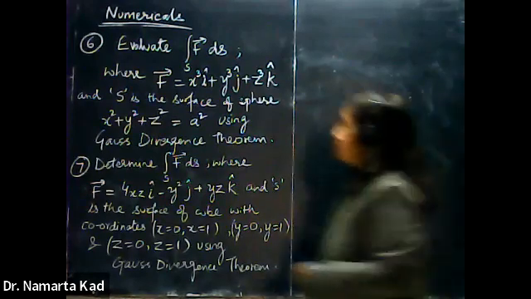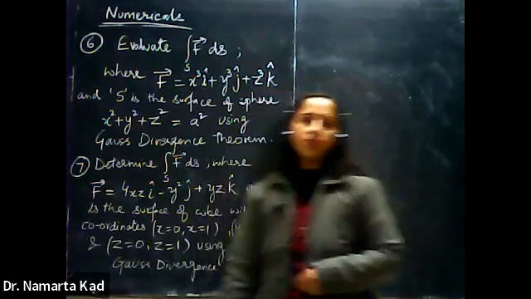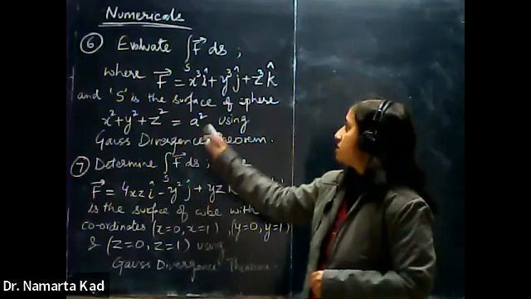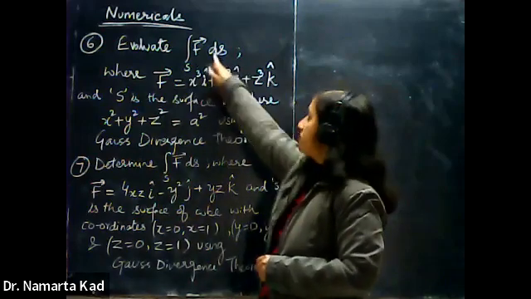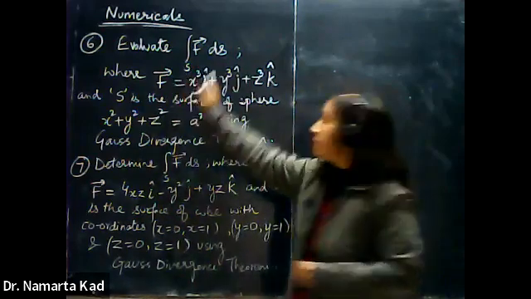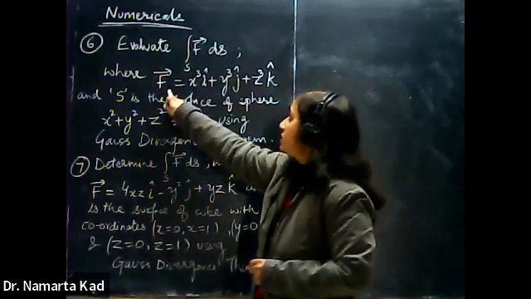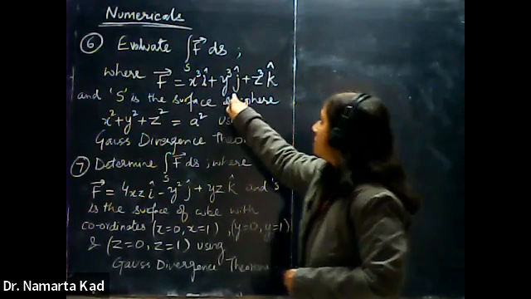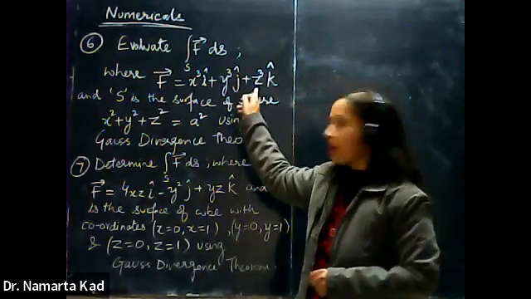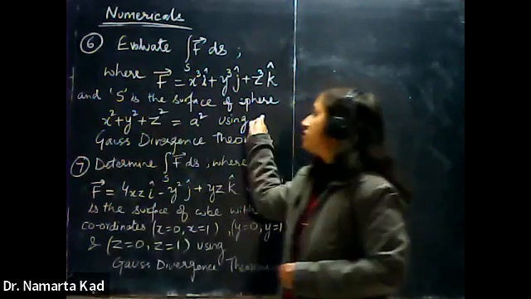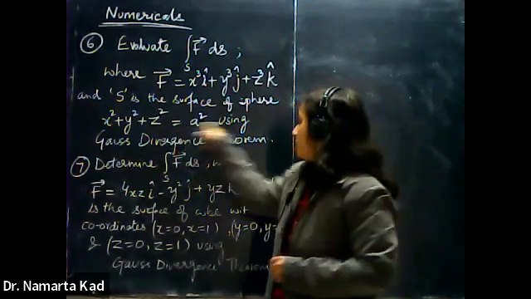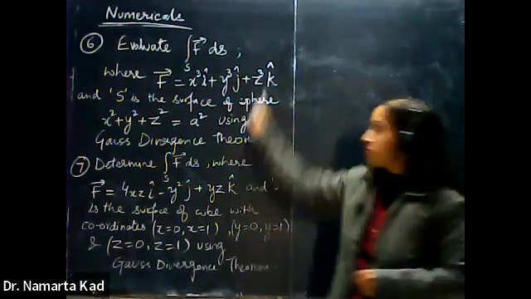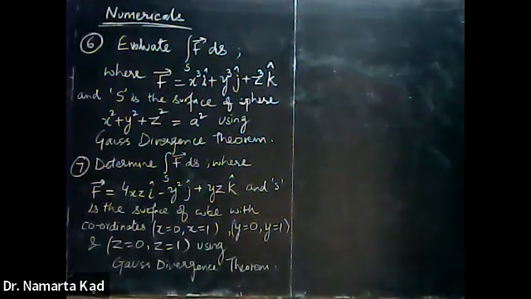Now let's do the next, these two numericals that are based upon the Gauss Divergence theorem. So in this sixth numerical, evaluate the integral of F·dS. F is any vector, and its surface integral is taken. You have to evaluate the surface integral of F vector, where F vector is given as x cube i cap plus y cube j cap plus z cube k cap, where S is the surface of the sphere given by x square plus y square plus z square is equal to a square, using Gauss Divergence theorem. So you have to apply the Gauss Divergence theorem in this numerical to calculate the surface integral for F vector.